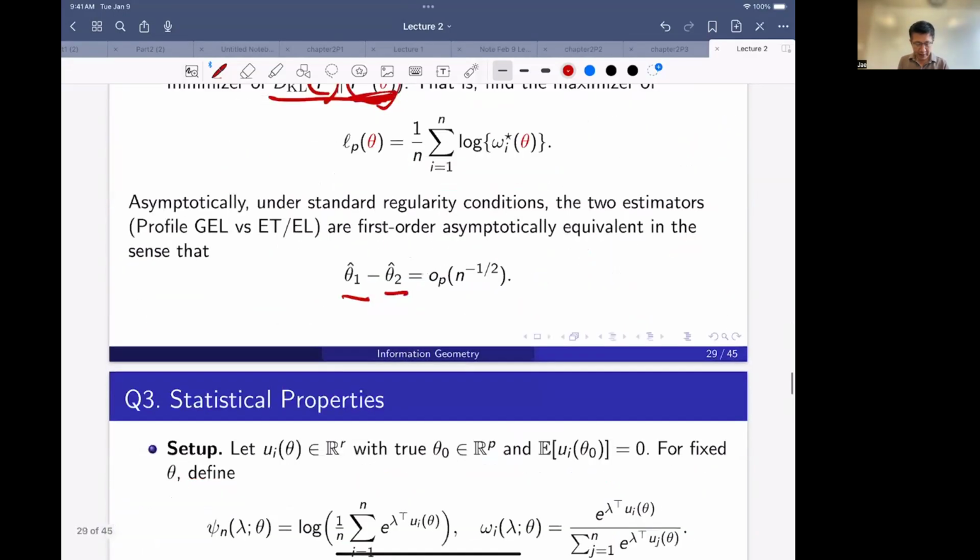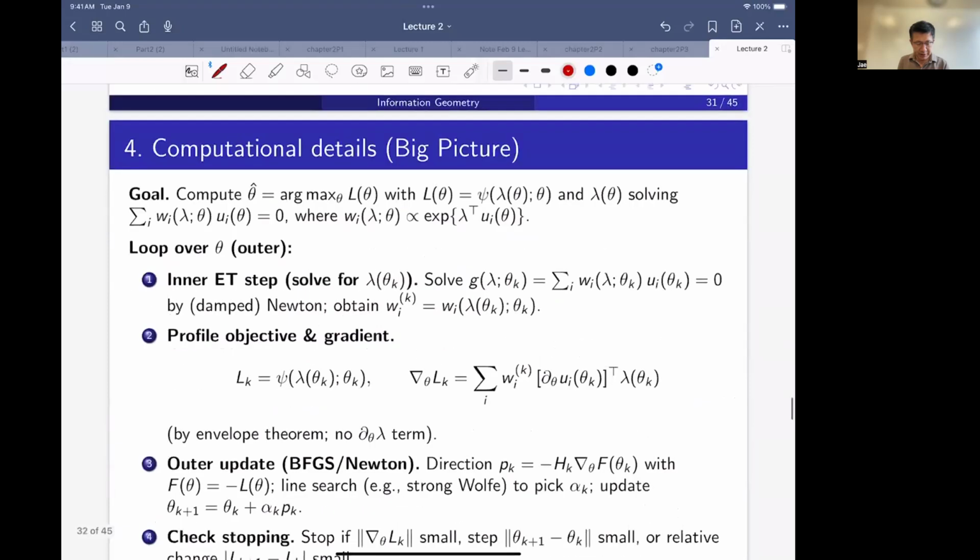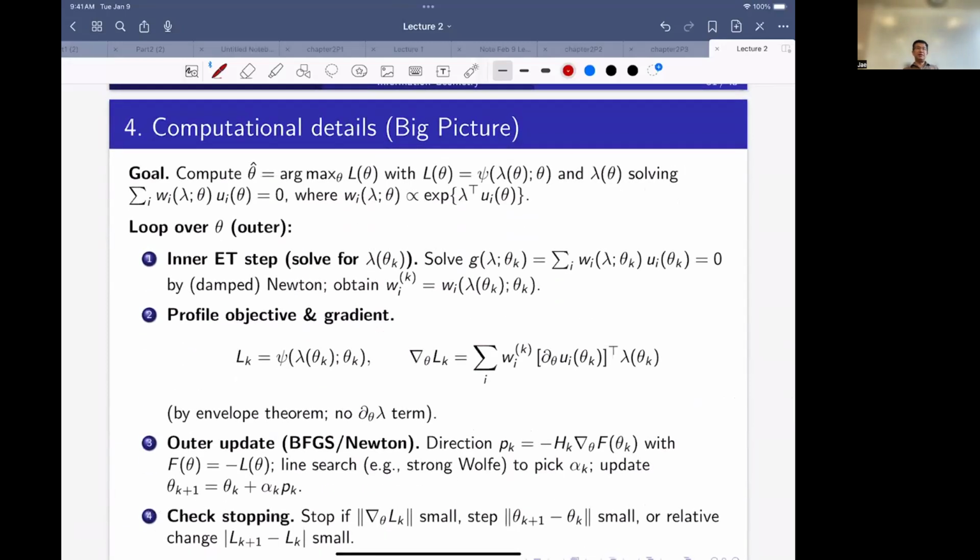Okay. And then section 4 is about computation. No matter how much we know about mathematics and theory, if you cannot really do coding, right, then you cannot graduate basically.